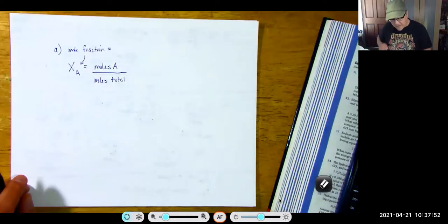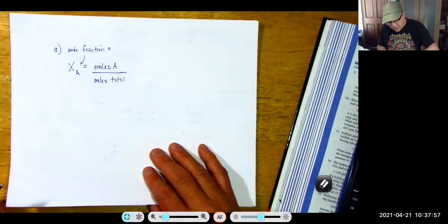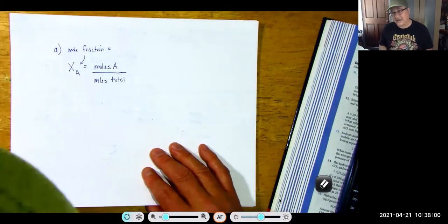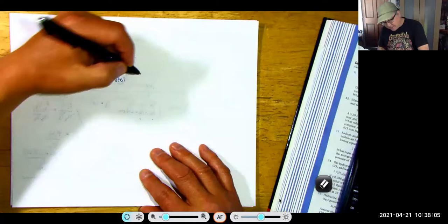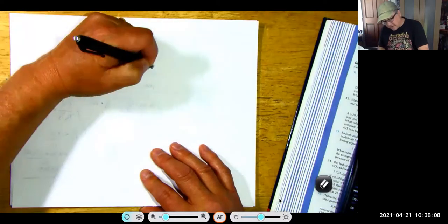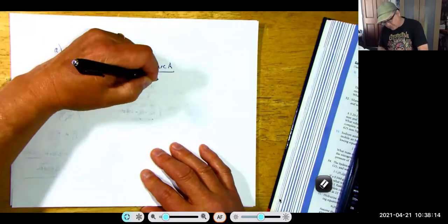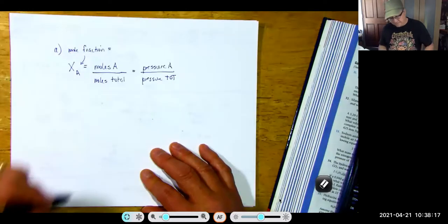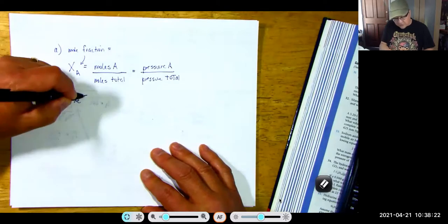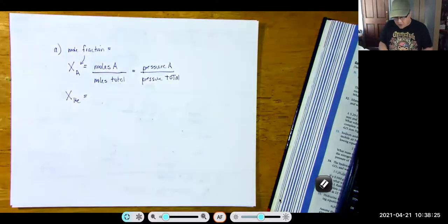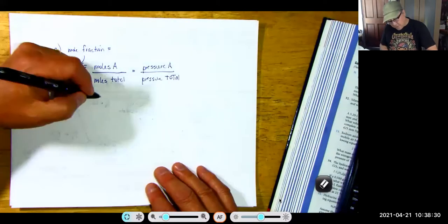Okay. Now, remember, in a case like this, we get to use pressures instead of moles if we so desire. Okay. So it's also equal to the pressure of A over the pressure total. So if we want the mole fraction of helium, are we going to use the moles of helium, which we never calculated, or are we going to use the pressure of helium? Pressure? Right, which is 0.48 atmospheres.